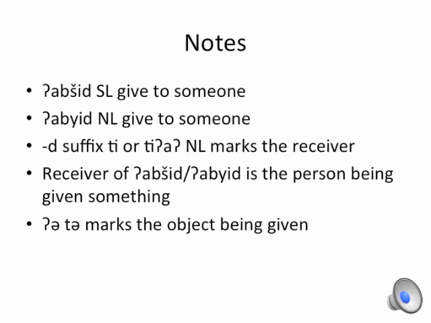So the notes for this lesson: Abshid is southern for give to someone. Abid is northern, give to someone. When the D suffix is used, T or Tiat for northern marks the receiver. Receiver of Abshid and Abid is the person being given something, and Atta marks the object being given.